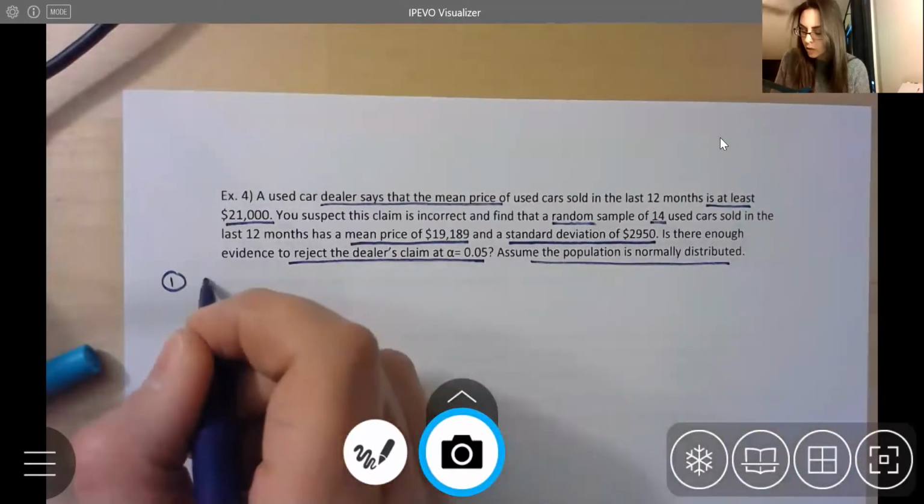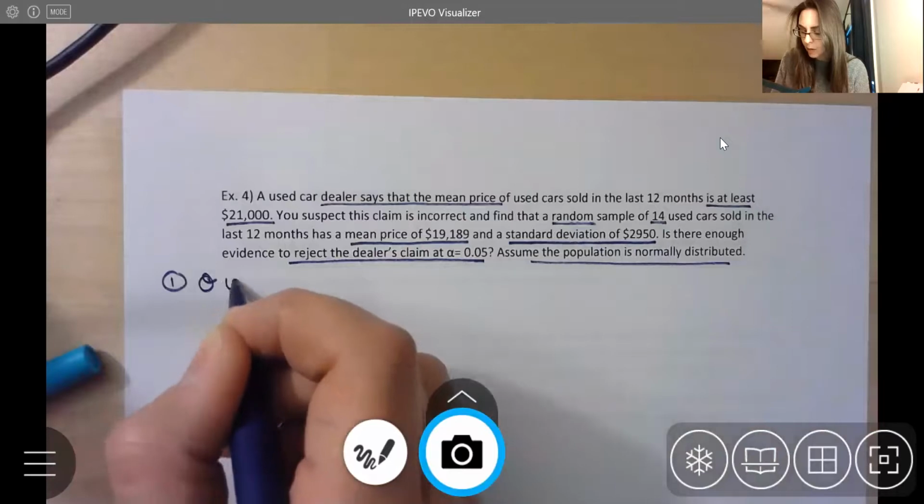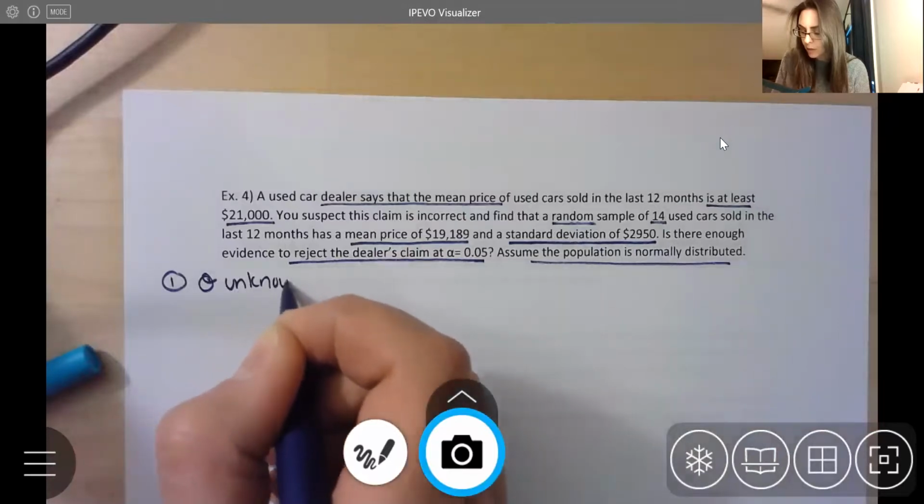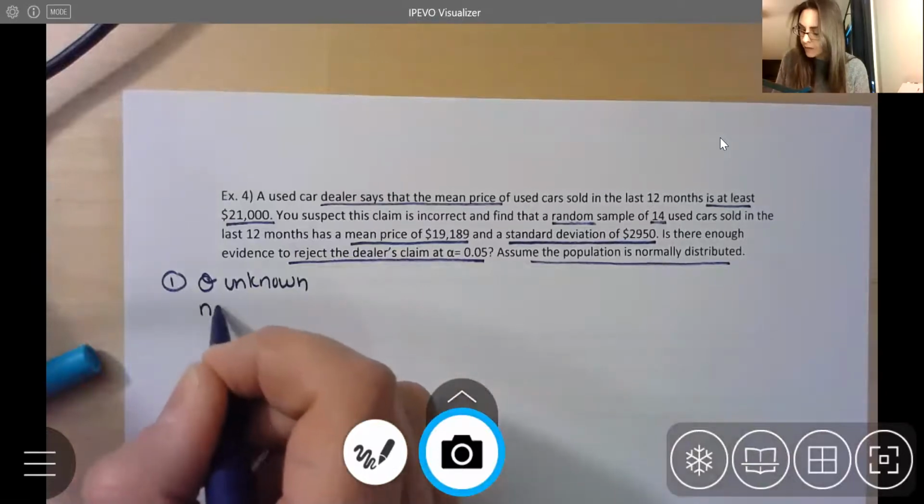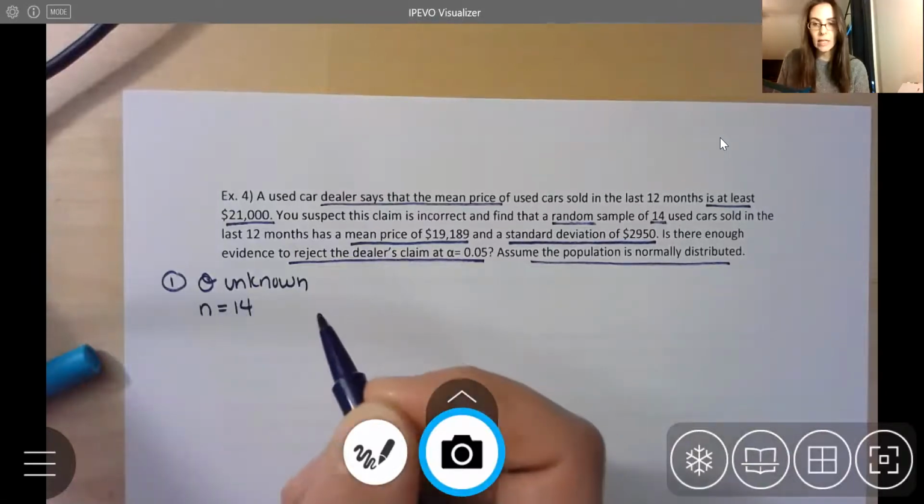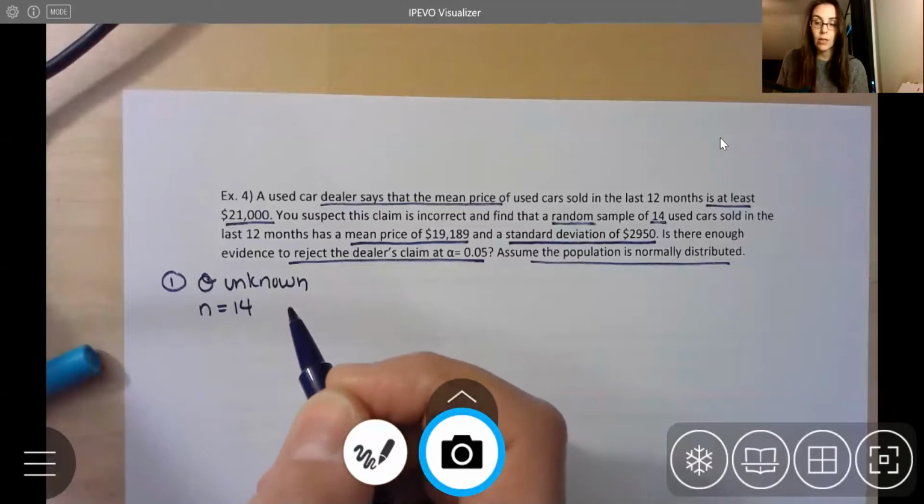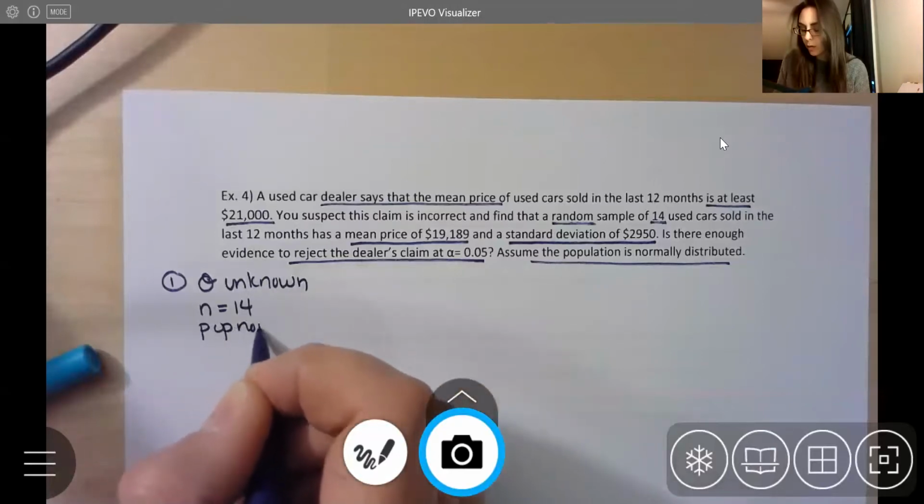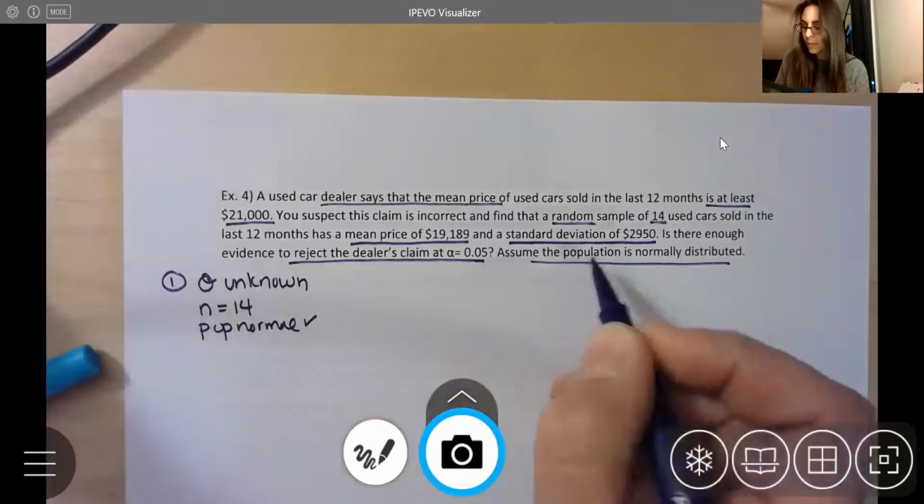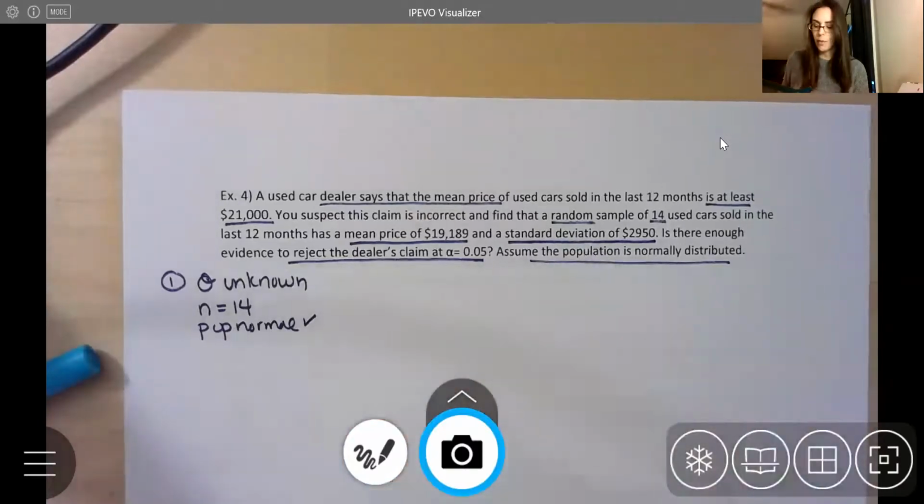So that first step, we're going to notice that sigma is unknown here, right? That would be the population standard deviation. My sample size is very small. It's only 14, so it's definitely not 30 or greater, but I am told the population is normal. So even though I have a small sample size, I can continue on with the problem.